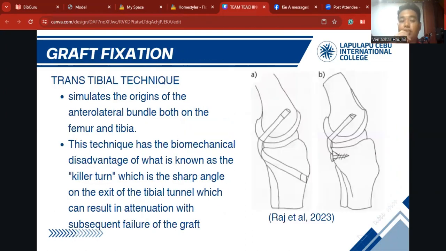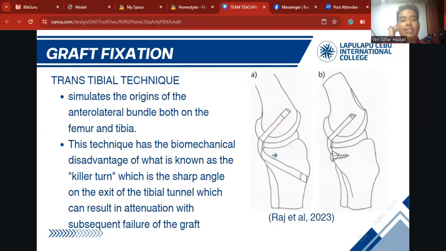There are two types of graft fixation that can be used for PCL injury. We have here the transtibial technique. It simulates the origins of the anterolateral and medial bundles of both femur and tibia. As you can see here, it is placed inwards here, and for the other, like this as well.